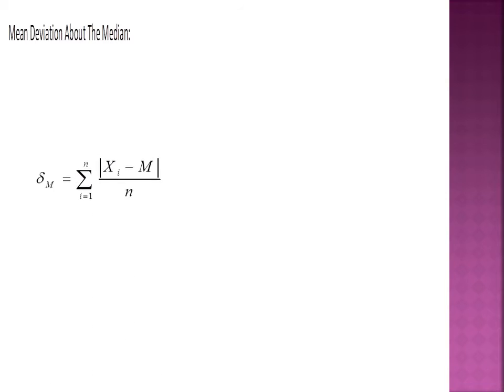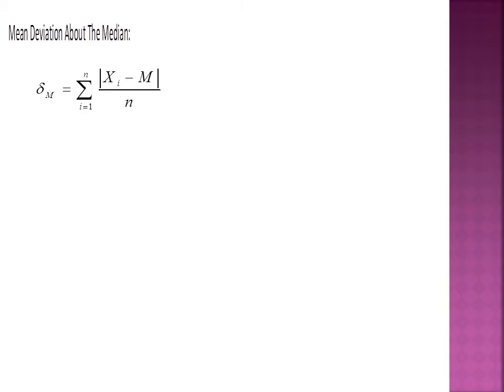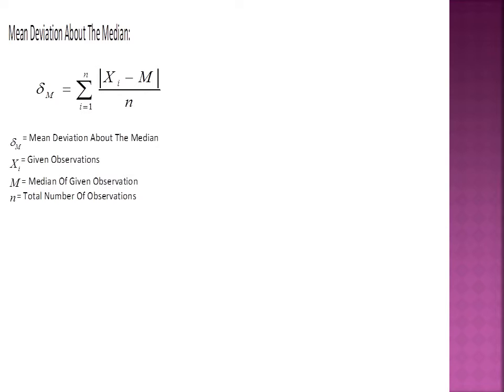So mean deviation about the median is given by delta M. The formula for delta M is delta M equals sigma i running from 1 to n, modulus of xi minus M, divided by n, where delta M is the mean deviation about the median, xi is the given observation, capital M is the median of the given observations, and small n is the total number of observations. Make a note.